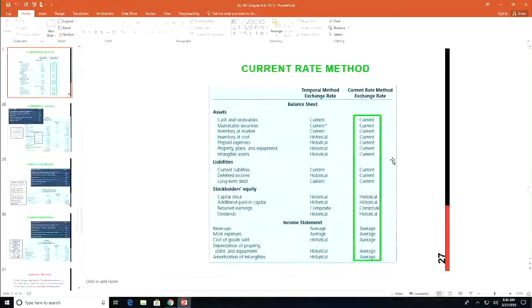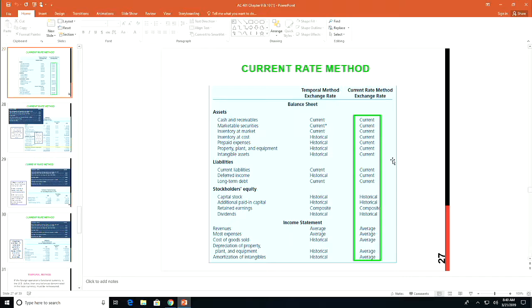Look at here under the temporal column. Land and patent. What rate are we going to use? Look at the temporal column, and I'm asking about land and patent. Historical. Okay, because land and patents means PPE and intangibles both will be historical.